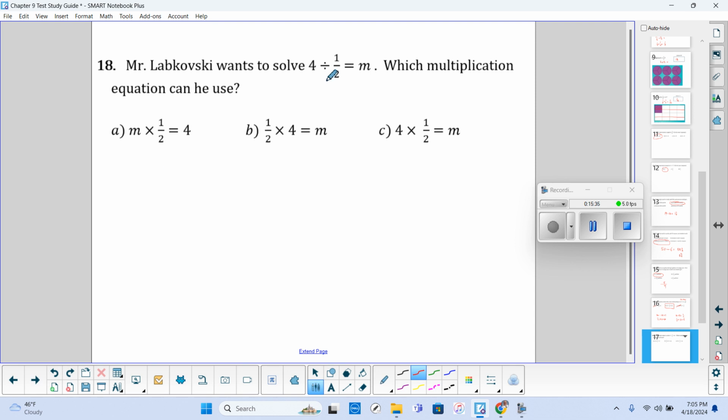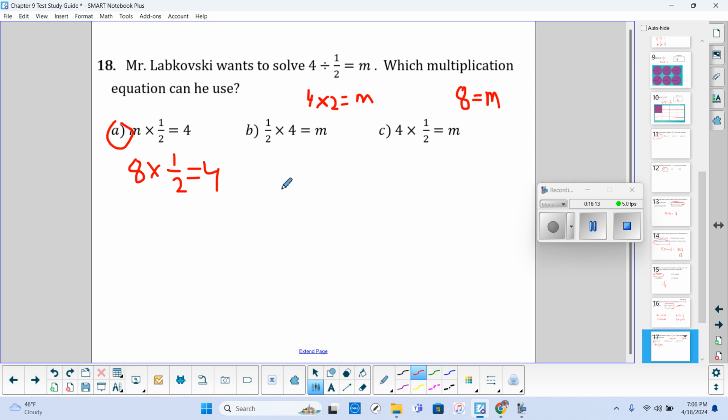Mr. Olkowski wants to solve 4 divided by a half equals m. Which multiplication equation can he use? Well, 4 divided by a half is the same as 4 times the reciprocal of 1/2, which is 2, which means 4 times 2 is m, or m is equal to 8. Let's plug in 8 and see if these are true. 8 times 1/2 equals 4. Is that true? Yeah, it is. So this one looks like it's good.